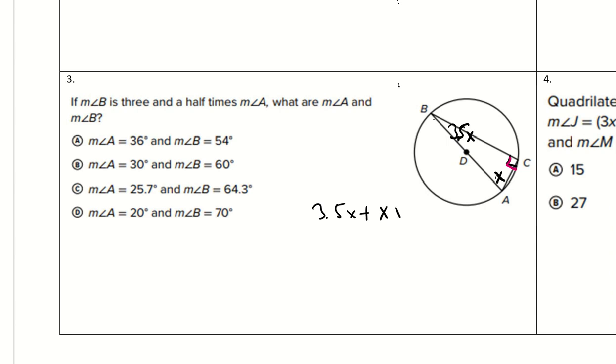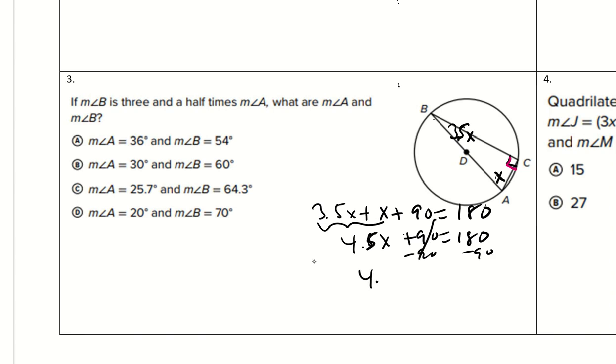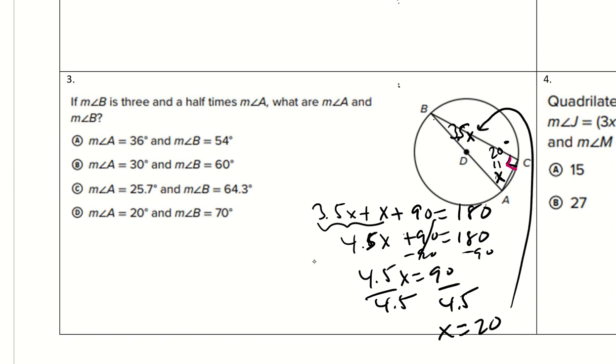So we get 3.5x plus x plus 90 equals 180, and we can solve for x. Let's combine our like terms. 4.5x plus 90 equals 180. Subtract 90 on both sides. 4.5x equals 90. Divide by 4.5. So x is equal to 20. That means angle A is 20 degrees. Then we plug this in: angle B is 3.5 times 20, which is 70 degrees. So the answer is D.